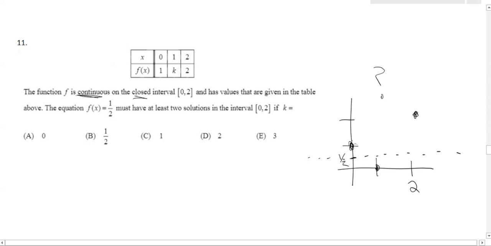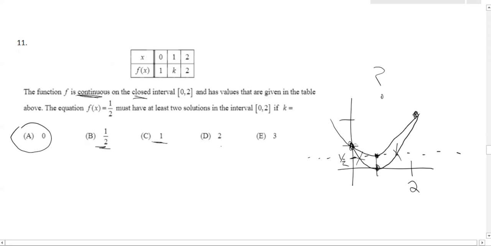Okay, so if the graph's continuous, then at some point it has to go from where it starts down there and then back up, crossing the y value of 1/2 two times. This is actually the solution. If the k value is 1/2 right here, then the graph would have to come down and touch, but it doesn't have to go through that, and then you'd only have one solution.